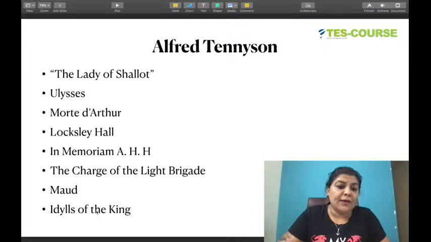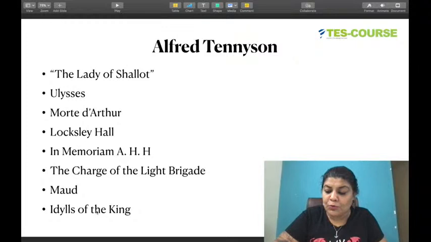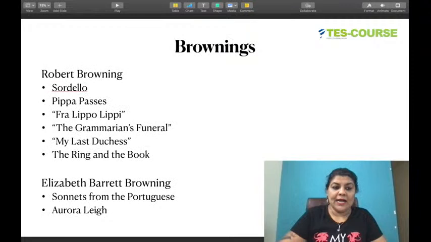Which poem did Tennyson write about a Mughal king? It is Akbar's Dream.